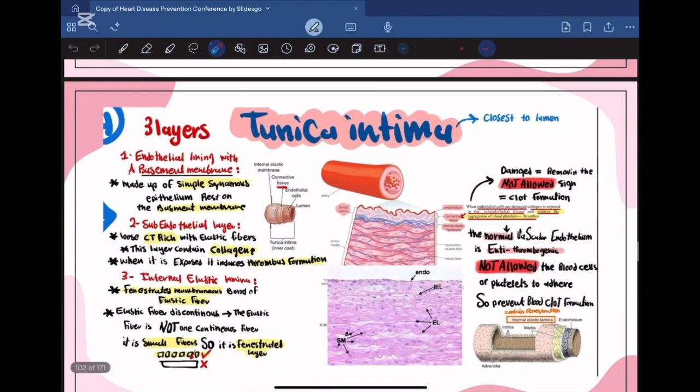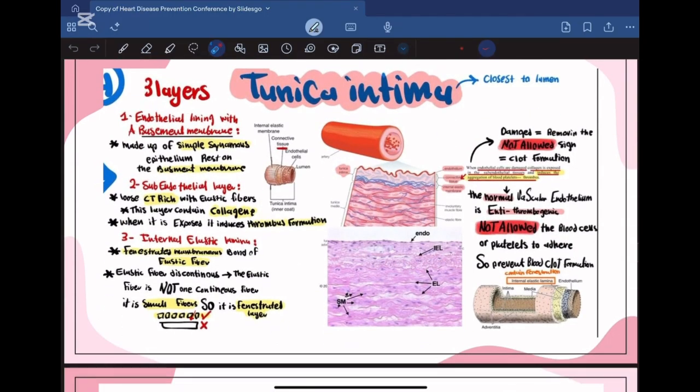The tunica intima has 3 layers: endothelium, subendothelium, and internal elastic lamina. Endothelium is simple squamous with a basement membrane, very simple. But it's very important for the function. What is the function of the endothelium? 1. Protection. Second, which is very very important, the anti-thrombogenic effect. What does that mean? Basically it will have proteins that will prevent any clot from forming.